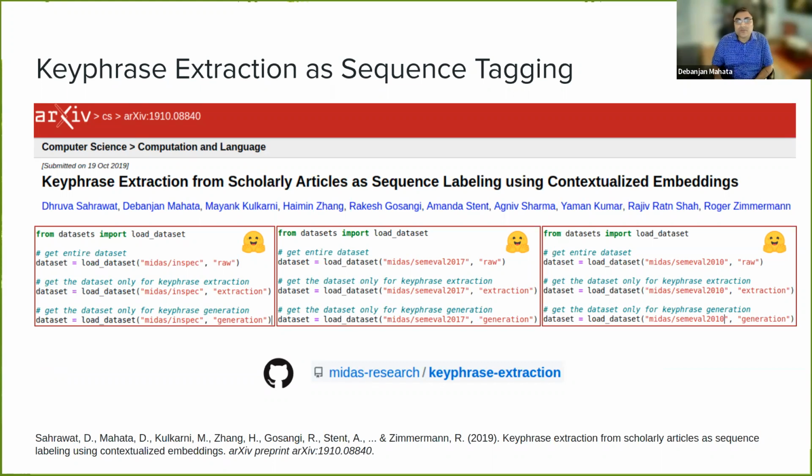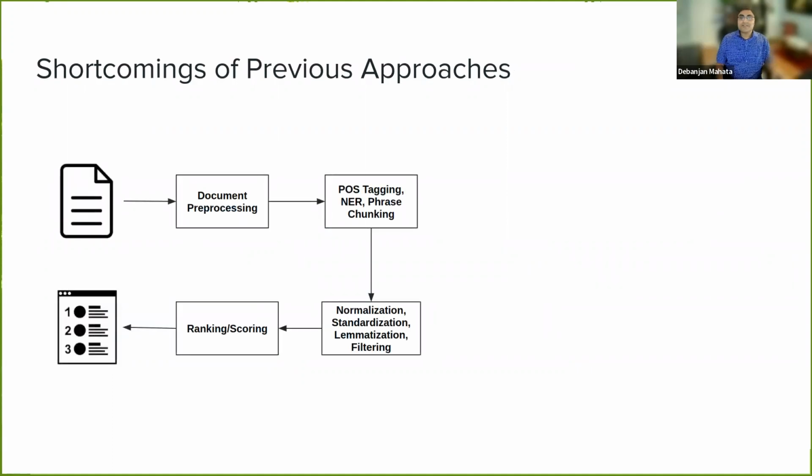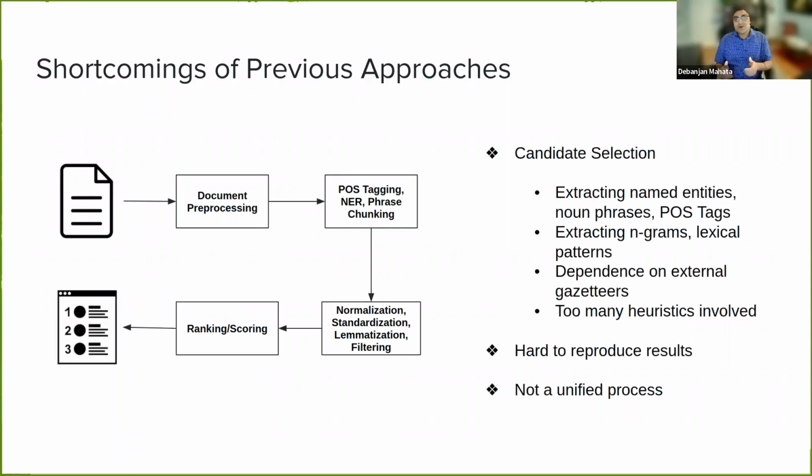Now, when it comes to keyphrase extraction as sequence tagging, this is a paper we published in ACL 2020, and the code and the datasets are all available publicly. This paper used some of the modern contextual language models and posed the problem of keyphrase extraction as a sequence tagging task, and showed that the modern language models are very powerful. One of the reasons why sequence tagging is gaining popularity is that there are a lot of shortcomings of the previous approaches. One of the major shortcomings is in the candidate selection phase.